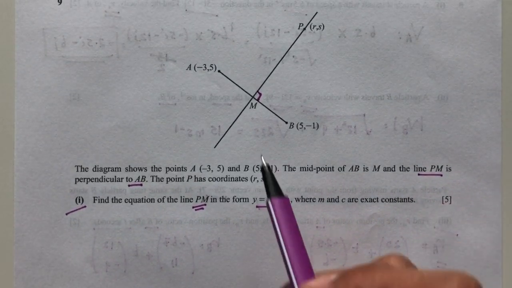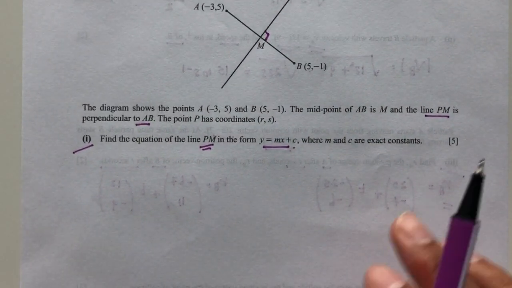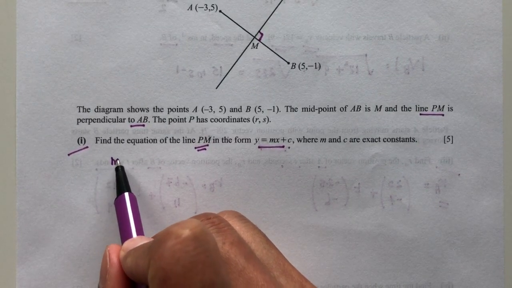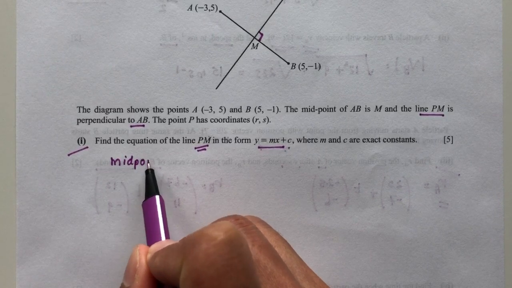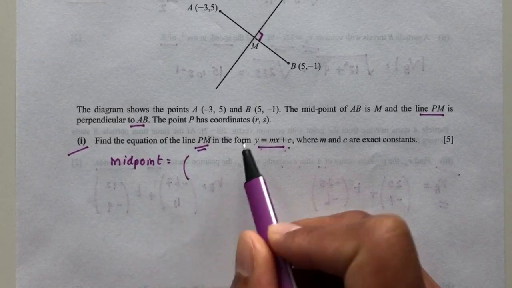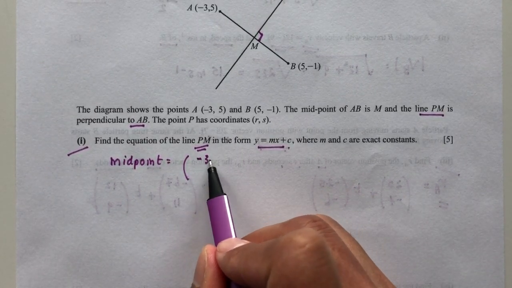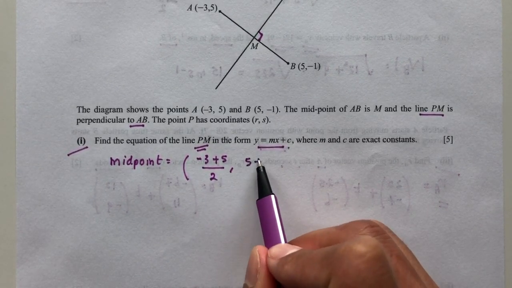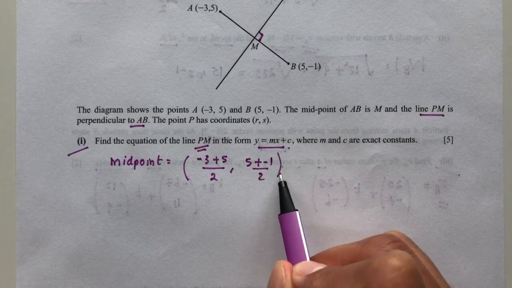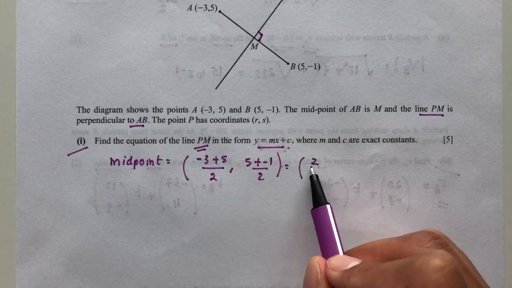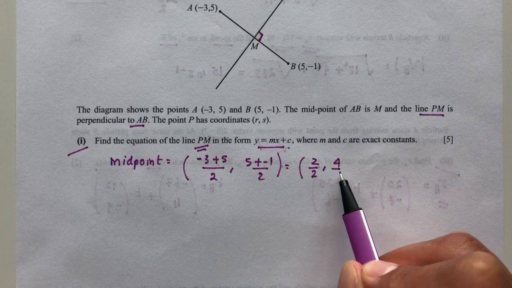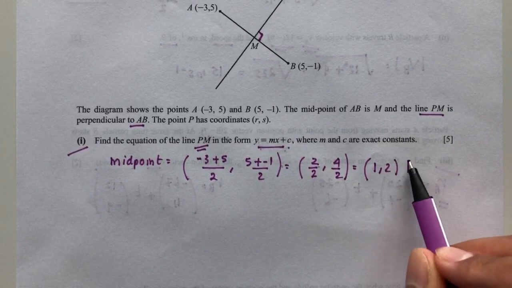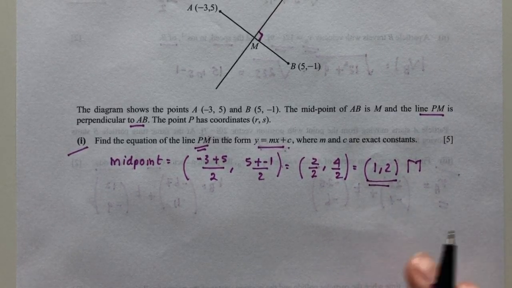So first thing we can find is the point M. M is a midpoint of the line AB. So to find the midpoint, we have to use our formula, which is x1 plus x2, so minus 3 plus 5 divided by 2, y1 plus y2 divided by 2. That is 2 over 2, 4 over 2. That will be 1, 2. This will be your point M for the midpoint of AB.